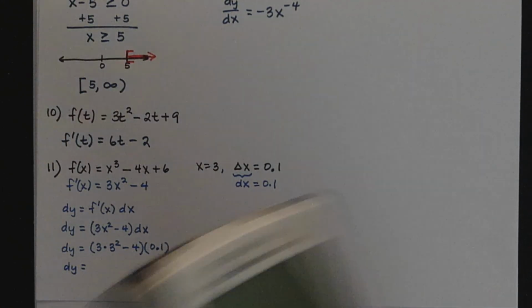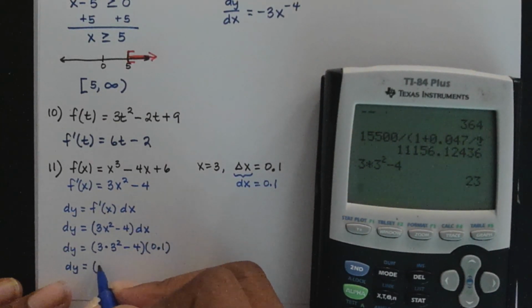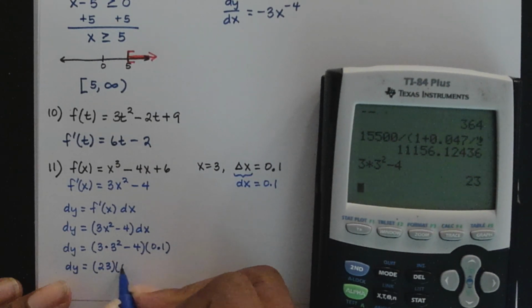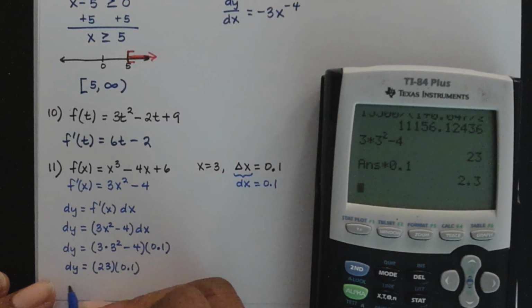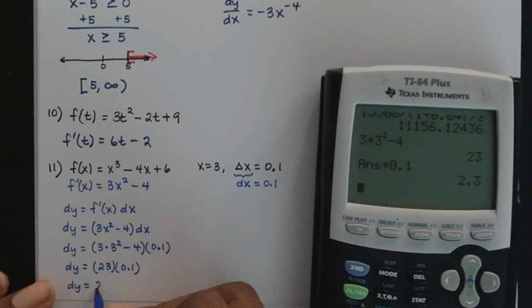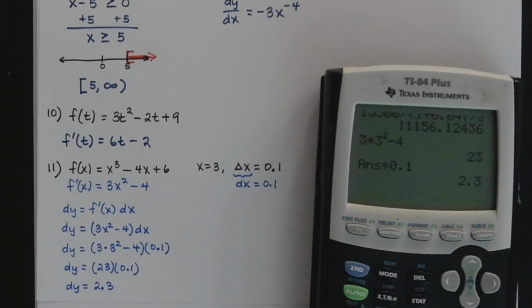And I'm going to go ahead and do all of this in the calculator. I'm going to do 3 times 3 squared minus 4. Well, let me just do this part right here. That's 23. And 23 times 0.1 is 2.3. So dy is 2.3.